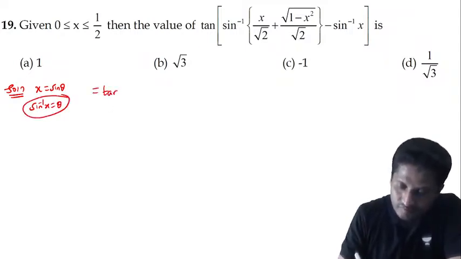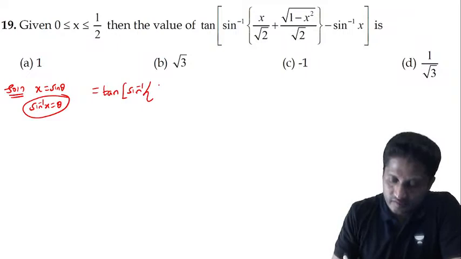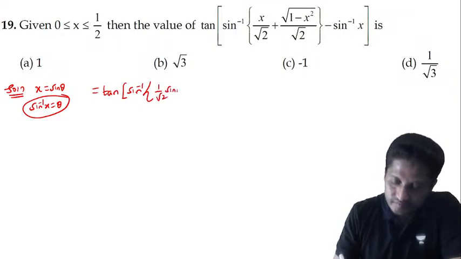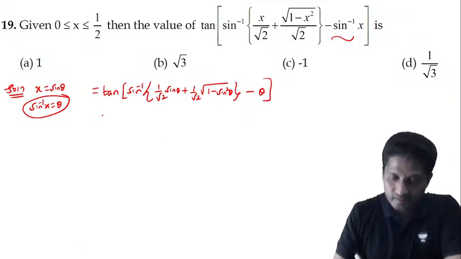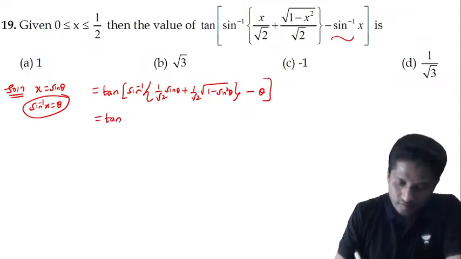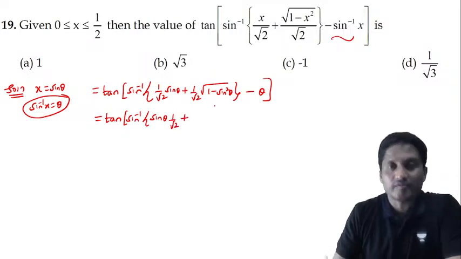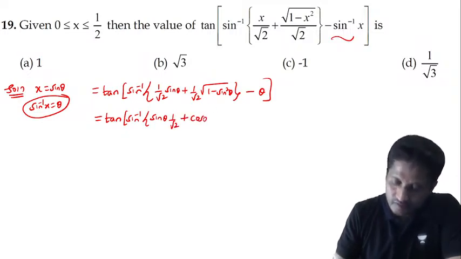Okay, so this is equal to tan of sine inverse of x is equal to sine theta, right? 1 by root 2 into sine theta plus 1 by root 2 into root of 1 minus sine square theta. Okay, and then this sine inverse of x will be equal to theta. Right, now let us simplify this. Is equal to tan of sine inverse of sine theta into 1 by root 2 plus root of 1 minus sine square, which is cos theta, into 1 by root 2. Okay, and then minus theta.